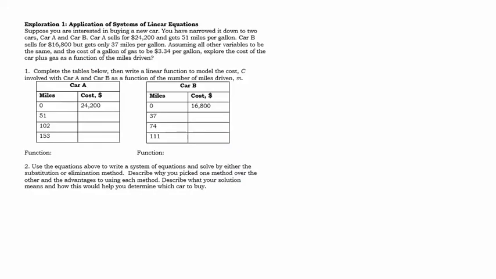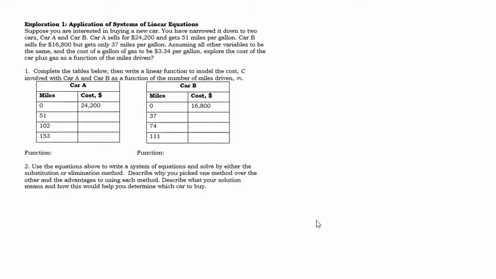All right, exploration 1 says, suppose you're interested in buying a new car. You have narrowed it down to 2 cars, car A and car B. Car A sells for $24,200 and gets 51 miles per gallon. Car B sells for $16,800 but gets only 37 miles per gallon. Assuming all other variables to be the same and the cost of a gallon of gas to be $3.34 per gallon, explore the cost of the car plus gas as a function of the miles driven.